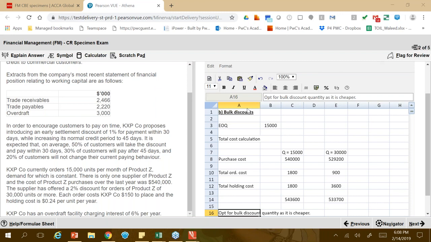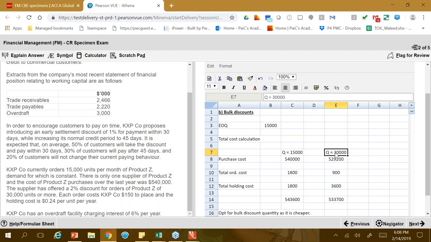The question should be for 30,000. Yes. So yes, we'll go for the quantity of 30,000. The purchase cost should be for 30,000 different. Well, this here is the quantity that we're going to order. This is not the demand.